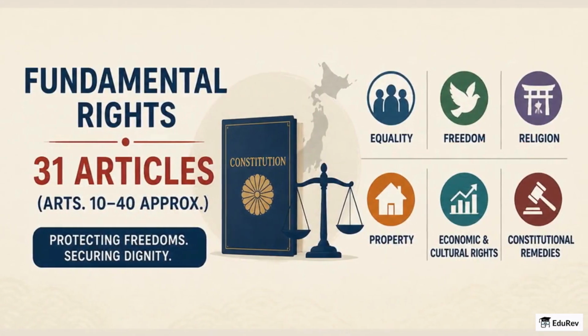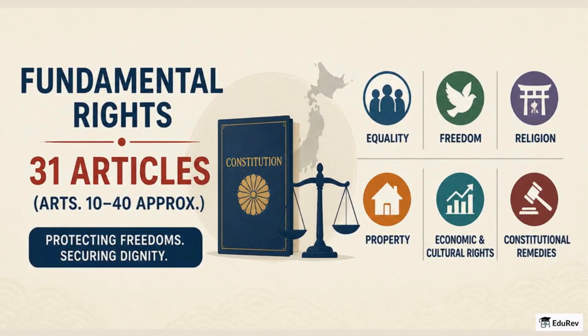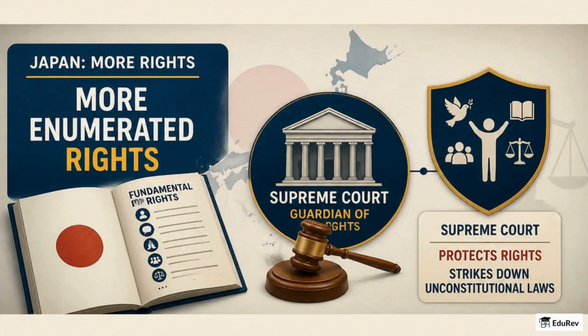Fundamental rights are detailed and expansive. 31 articles, roughly Articles 10 to 40, spell out equality, freedom, religion, property, economic and cultural rights, and constitutional remedies. For your UPSC answer writing, remember that the Japanese list of rights is more enumerated than the American Bill of Rights, and that the Supreme Court is the guardian of those rights.